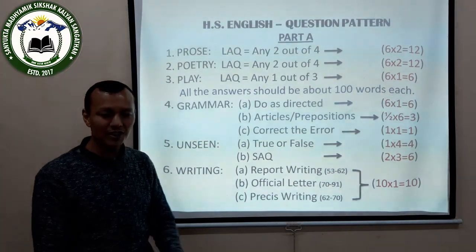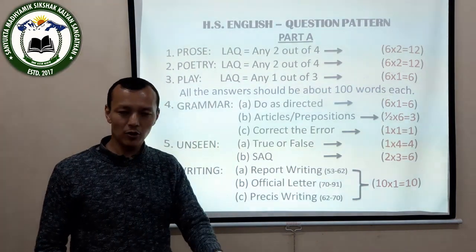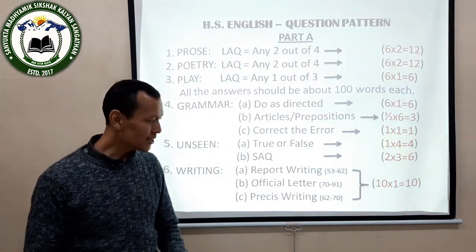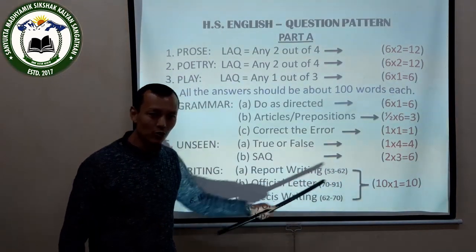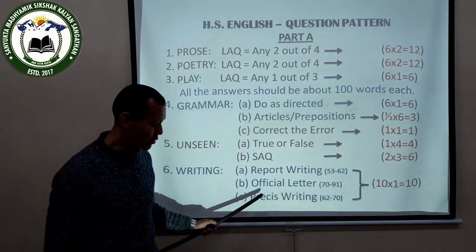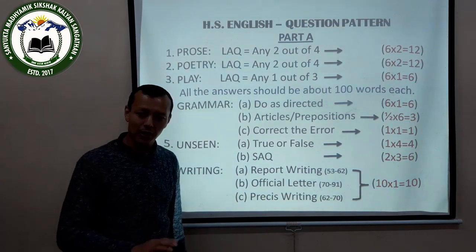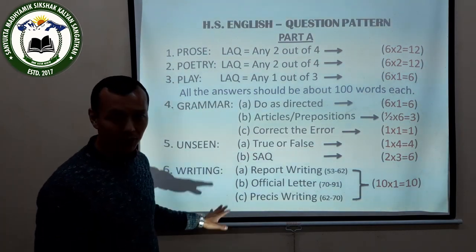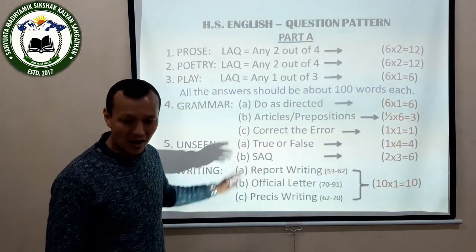The rest of the things in that particular book are not useful for you in your higher secondary. In the higher secondary writing section, 53 to 62 is report writing, 70 to 91 is your official letter writing, and between 62 to 70 is your press writing explained in that book. So with this, part A is completed; this is part A of the question paper.